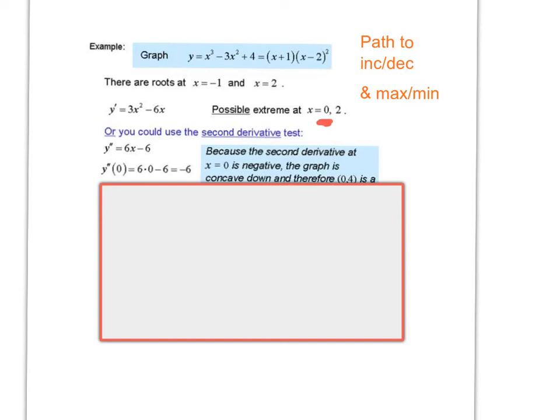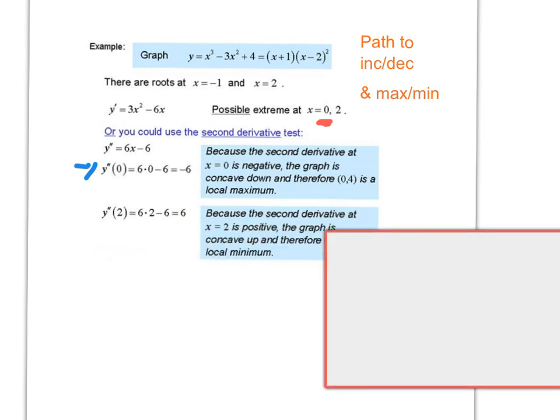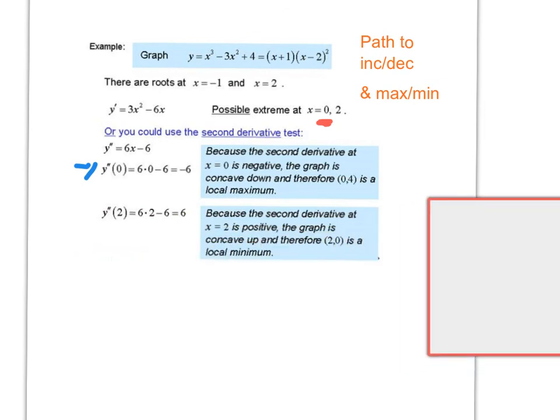Well, now I don't really have to check 1 and negative 1 to check positive and negative of the first derivative. I can just check the second derivative. So if I check the second derivative here, all I have to do is plug in 0 and you get negative 6. Likewise, I could do the same with 2. Take a moment to read through this here, and that's how you would justify a second derivative.